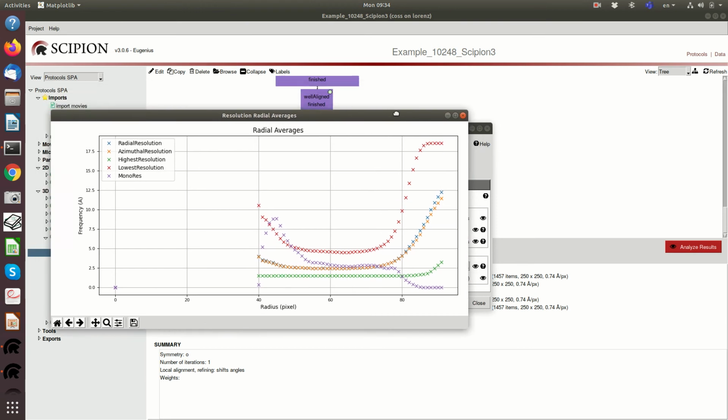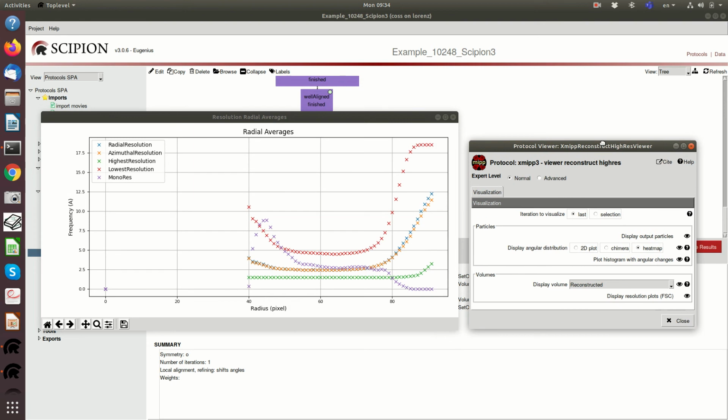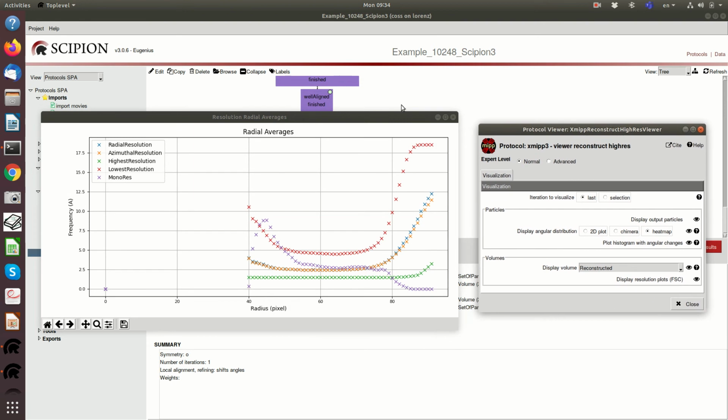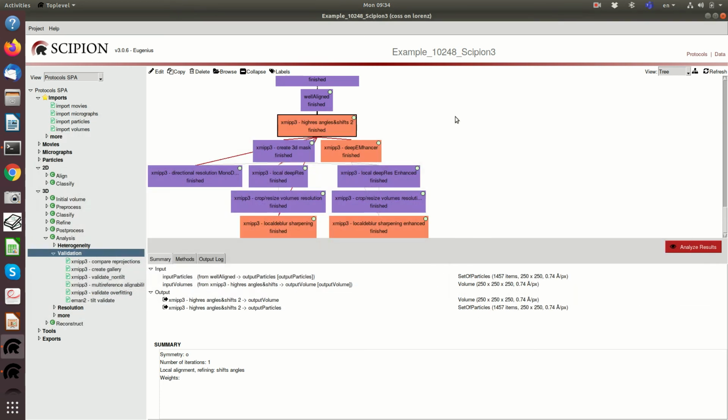But just don't take these numbers as absolute numbers written in stone. It gives you more or less a feeling of the quality of your map, but they shouldn't be taken as the absolute truth. Never, not only for XMIPP, but for any one of the reconstructions.